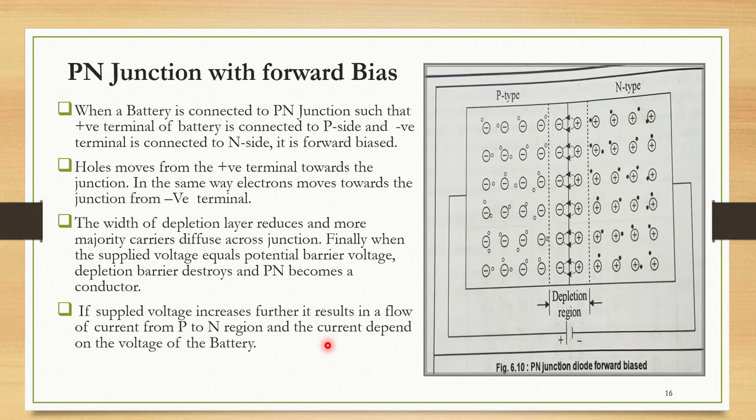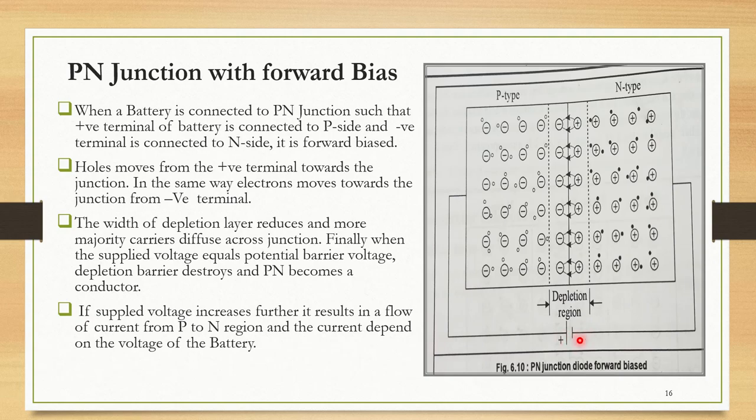Now next is what we will do. The PN junction is developed. Now what we are going to do with this? So what is happening now? What we will do, this PN junction, we will add some battery.